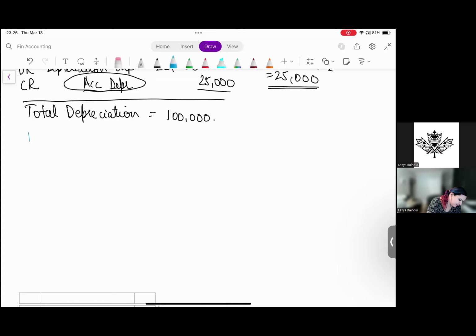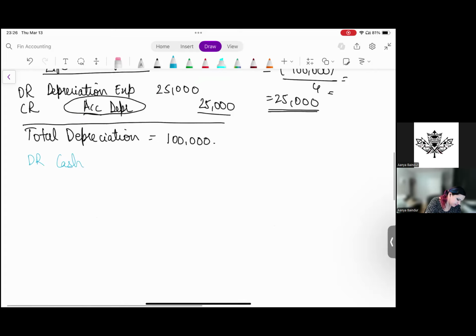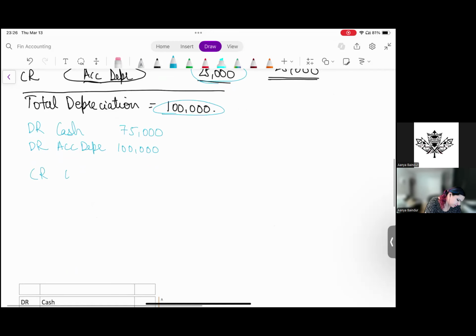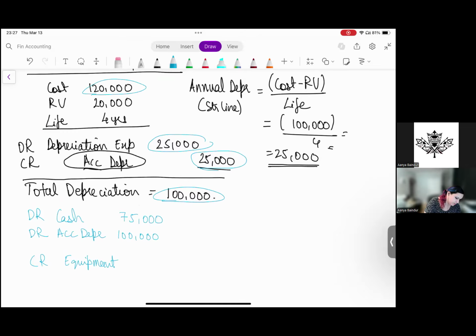The journal entry will be a debit for cash. They've told us how much cash we received, 75,000. So let's go ahead and put that. Next, we have to debit the accumulated depreciation. How much? 100,000, because 25,000, we were doing that for each year. We've recorded for 4 years. So that's 100,000. Also, we need to credit equipment, which is the original cost of the equipment. So that's 120,000.